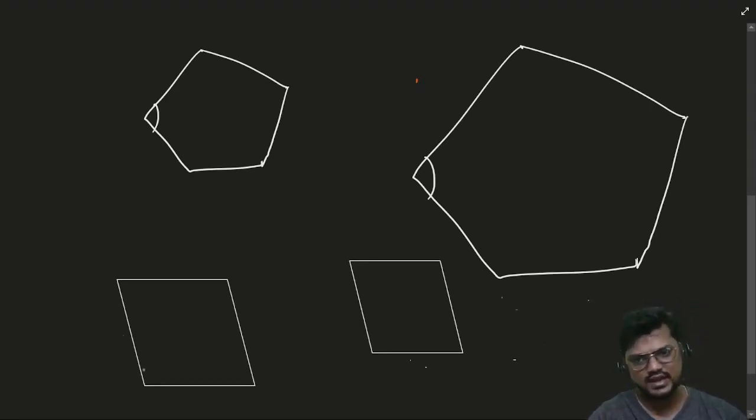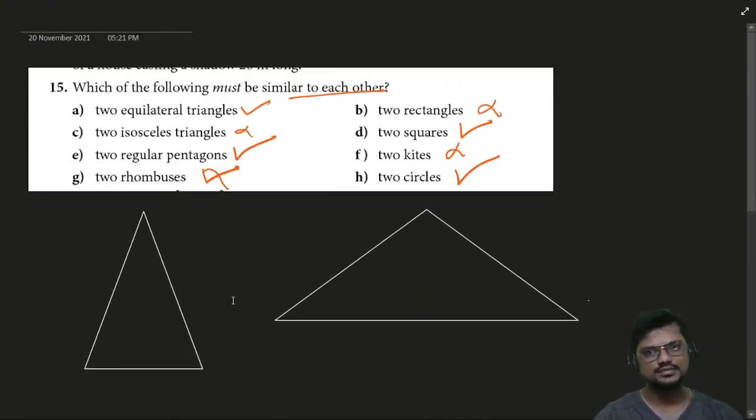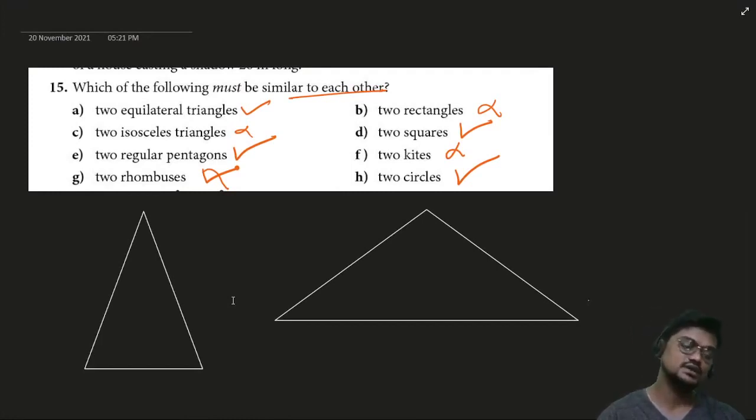This inclination angle, if this is 110 degree in this, it can be of 120 degree also. The rhombus can be made of 120 degree also, and then the two rhombus will not be similar in that case. That's why all the rhombus will not be similar. Clear? All the squares will be similar because their angles cannot change.